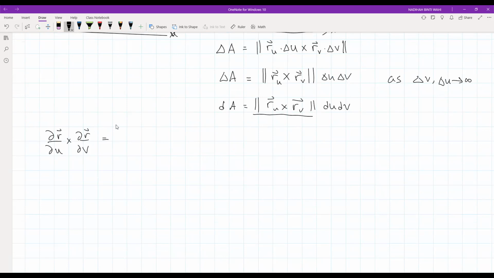This is just equal to, if you remember the cross product, i, j, and k. I corresponds to partial of X in terms of U, and J corresponds to partial of Y in terms of U, and then partial of X in terms of V, and partial of Y in terms of V. How about K? K is 0 because we don't have any vector in terms of K.